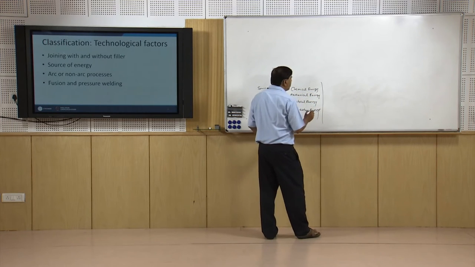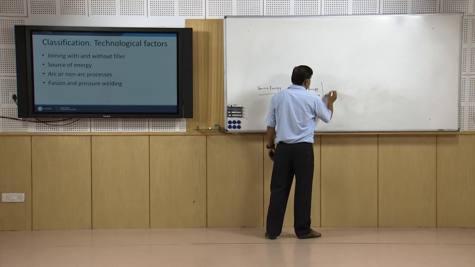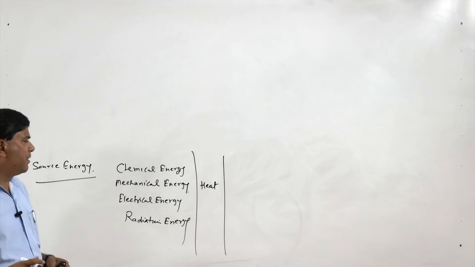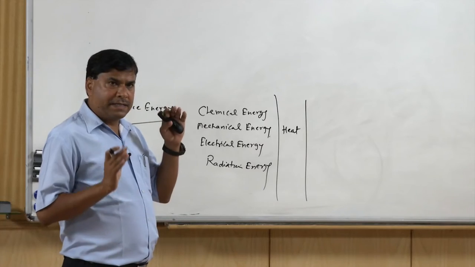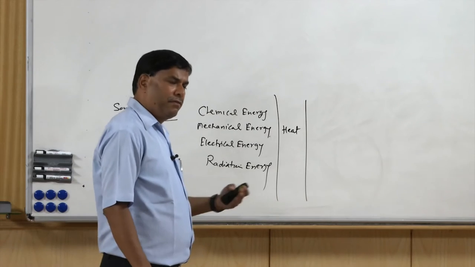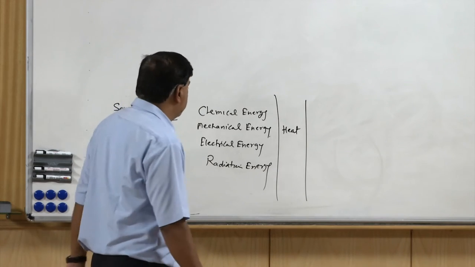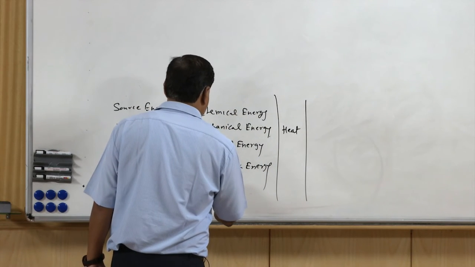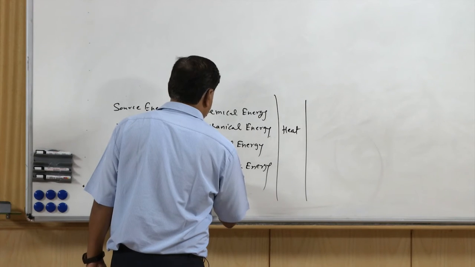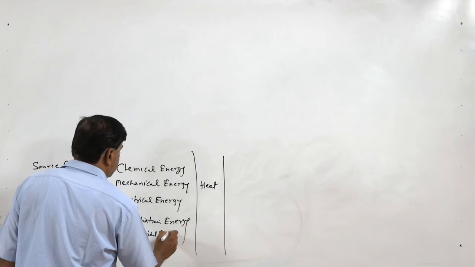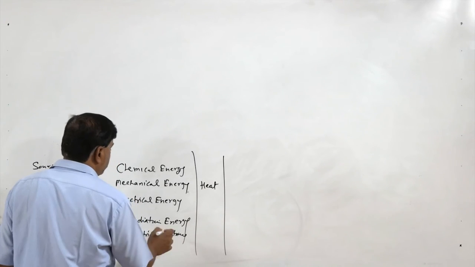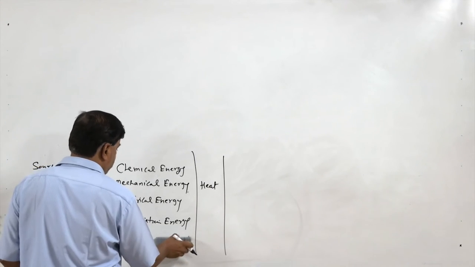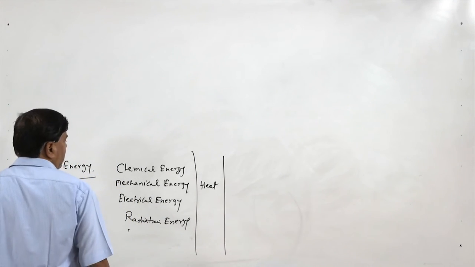These are used primarily for developing heat. So heat which will be used either for the purpose of fusion, or to facilitate diffusion, or for lowering the yield strength, like in the solid state deformation processes. There is one more, electrical resistance heating, which is also actually using electrical energy only. So these are the three or four different forms of energies which are used.